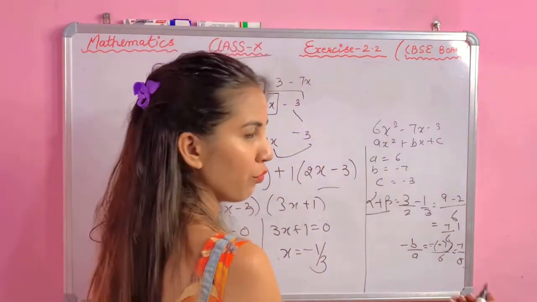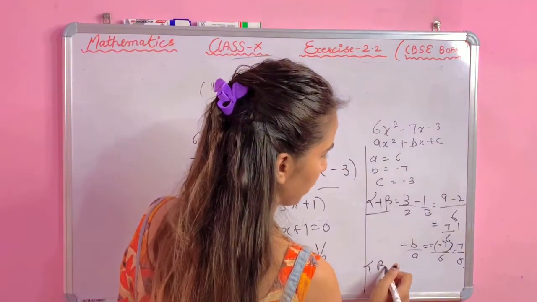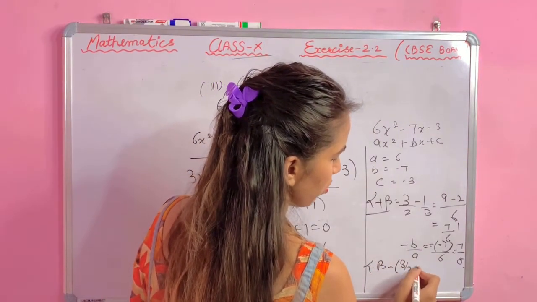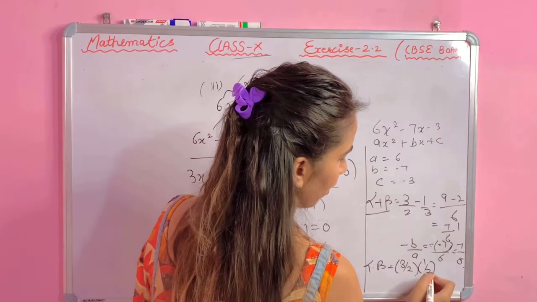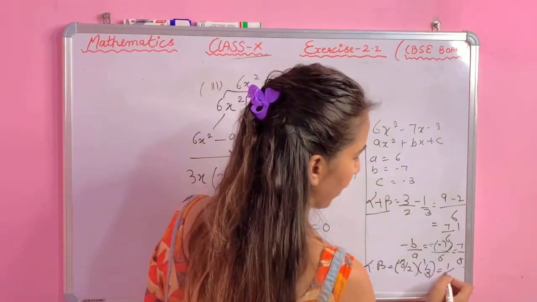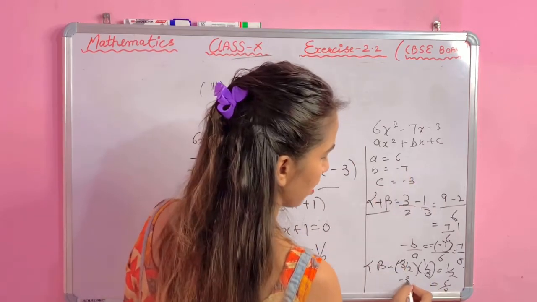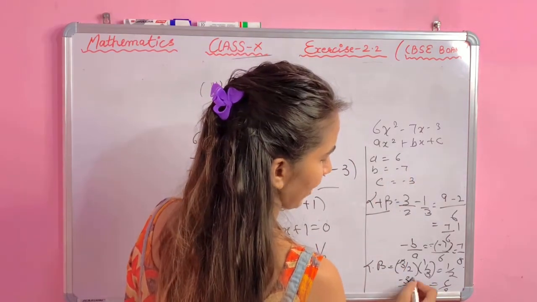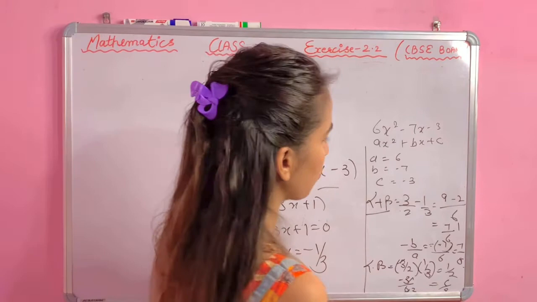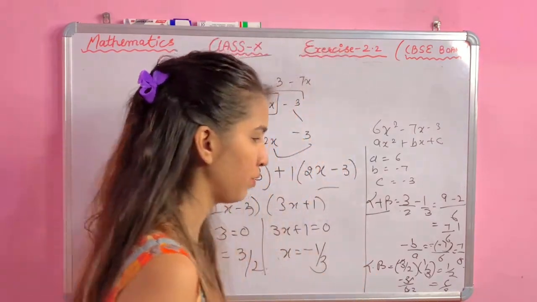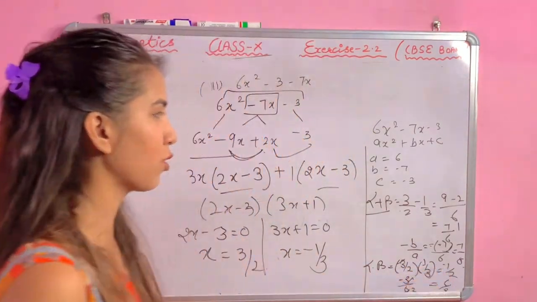Therefore, I'll move forward, meaning alpha times beta. First is 3 by 2, second is −1 by 3. After cancelling out, we'll get −1 by 2, and it is equal to c by a. C here is −3 and a is 6. By cancelling, I have −1 by 2 as the answer. I hope this question is also clear to you.